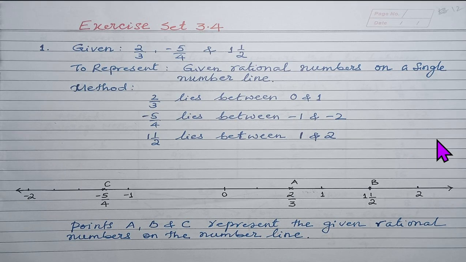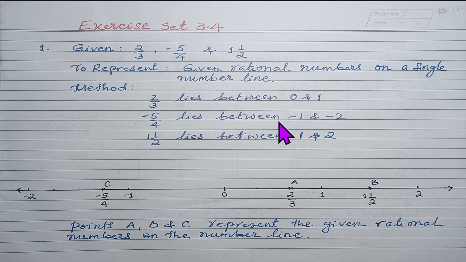Now coming to the next exercise set, that is exercise set number 3.4. Now let us understand here. We are given 2 by 3, minus 5 by 4 and 1.5. These are three rational numbers. We have to represent these rational numbers on a single number line. Now 2 by 3, if you observe very clearly, lies between 0 and 1, because 2 by 3 is less than 1.